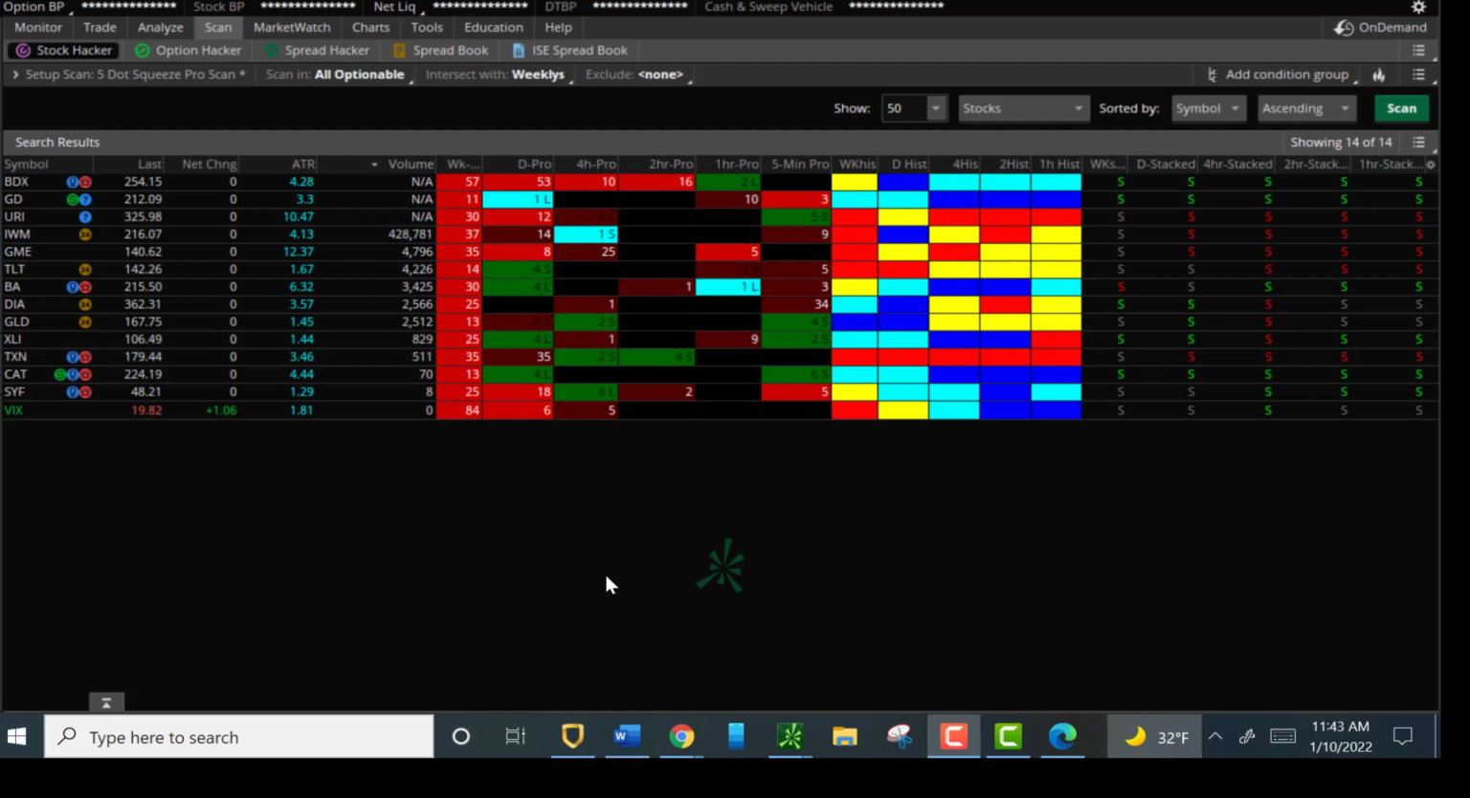When I'm done selecting possible things to watch on the weekly time frame, I start scanning on a smaller time frame. So then I go to the daily time frame.